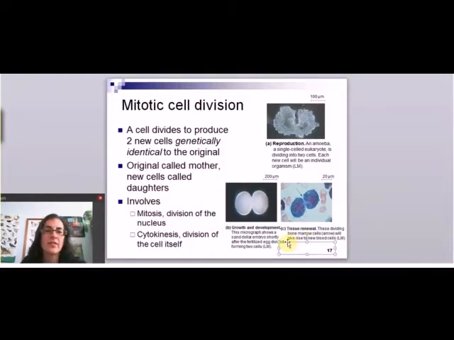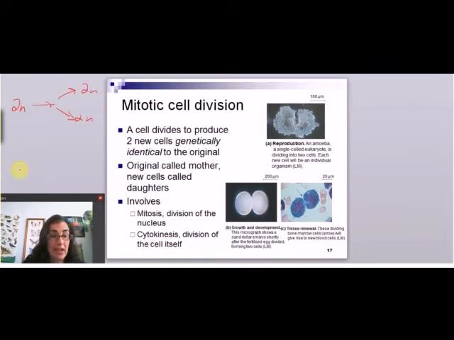Mitosis, or mitotic cell division, is a type of cell division that's going to result in two genetically identical cells. So they're going to be exact copies. If you start with a diploid cell, it's going to make two diploid cells that are exactly the same as the mother. We tend to use the feminine with cells, so mother and daughter. So the two daughters will be exactly the same as the mother.